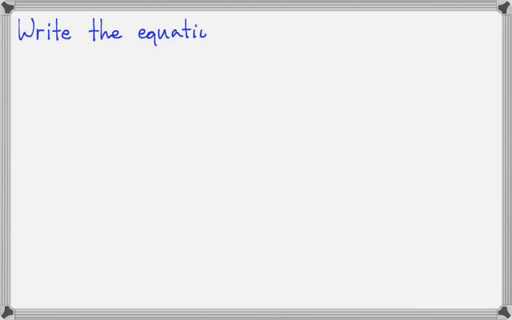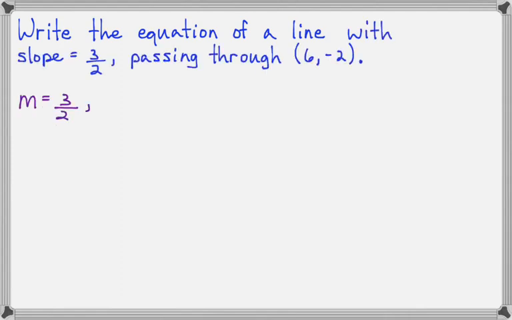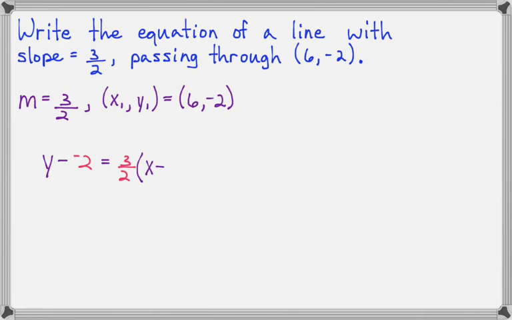Now let's look at another example where the slope happens to be a fraction. So in this one I have slope equals 3/2, and we need the line to go through 6, -2. So m is 3/2, and x1, y1 will be 6 and -2. So now, anytime the problem says write the equation of a line, we know that we have to start with the point-slope formula. So it's going to be y minus y1 equals m, which is 3/2, times x minus x1, which is 6.